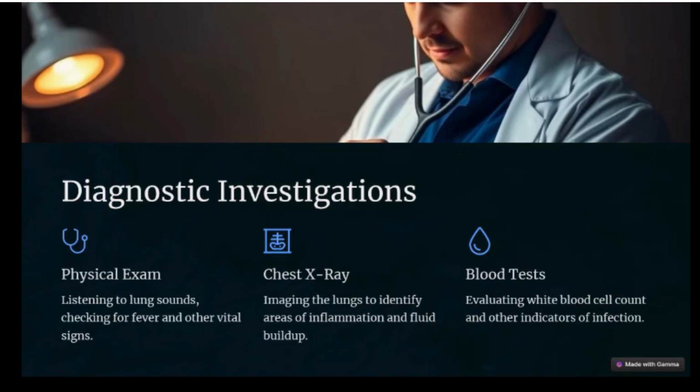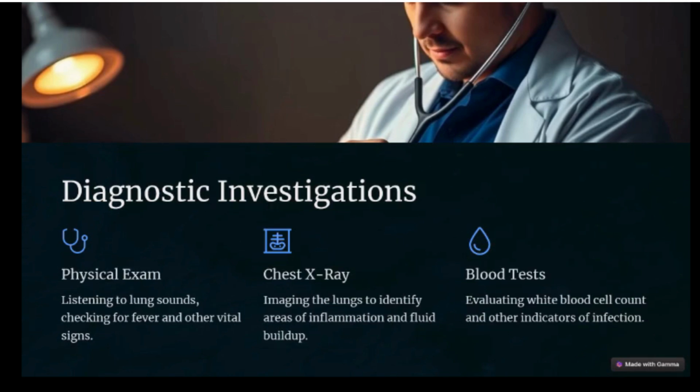Next, imaging, chest X-ray, the most common diagnostic tool showing infiltrates or consolidation of the lungs. So, X-ray imaging of the lung, which identifies the area of the inflammation and the fluid buildup. Next, CT scan, if required, may be used in more complicated cases. Okay, laboratory tests, which is a blood test which evaluates white blood cell count and other indicators of infection. So, blood test basically to check the elevated WBCs and signs of infection.